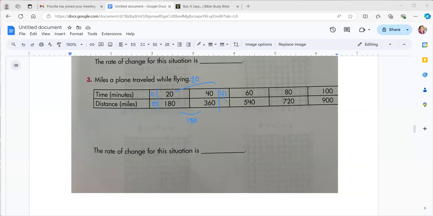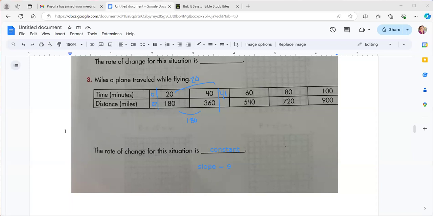Remember, a unit rate means we go something per 1. That tells us the slope is going to be 9. 9 per 1. The rate of change is constant, and the slope is, sorry, 9. Okay.